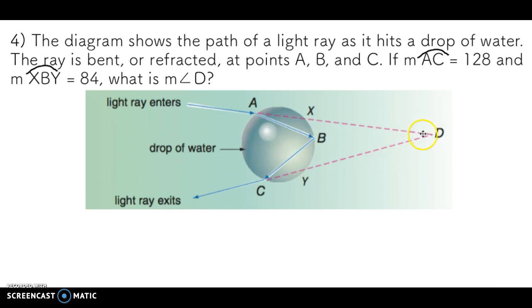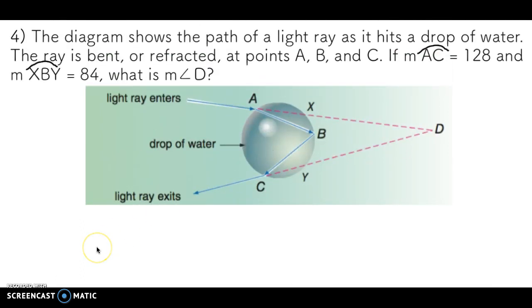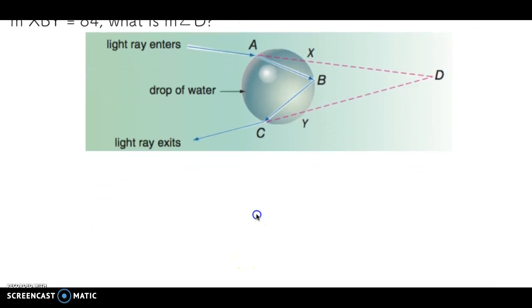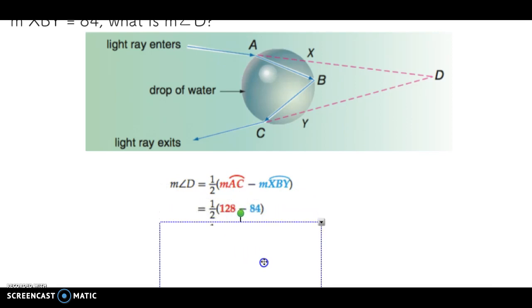Okay, angle D is formed when the secants intersect outside the circle, so we need to use that formula we just spoke about. The measure of angle D is going to equal half the difference of 128 minus 84. I want you to try to work this out on your own. Pause your video and try to work it, and then we'll see if you got the same answer as I did. When you work it out, the measure of angle D is half of the measure of arc AC minus arc XBY. So it's half of 128 minus 84. You should have gotten 22 as your final answer.